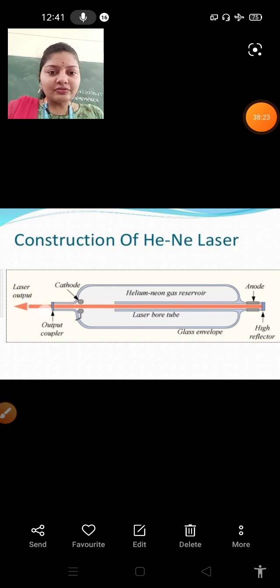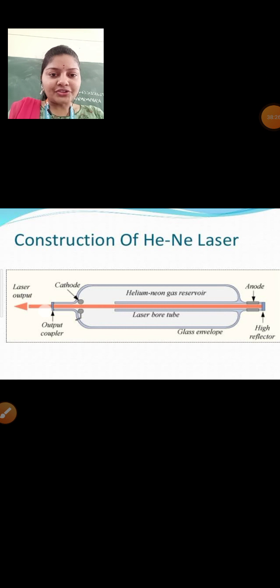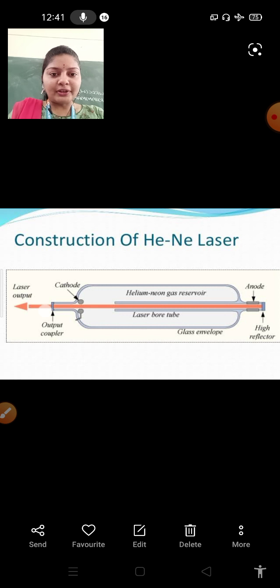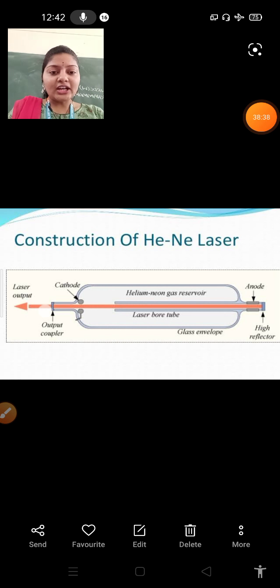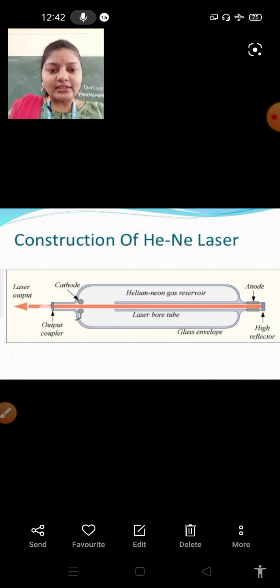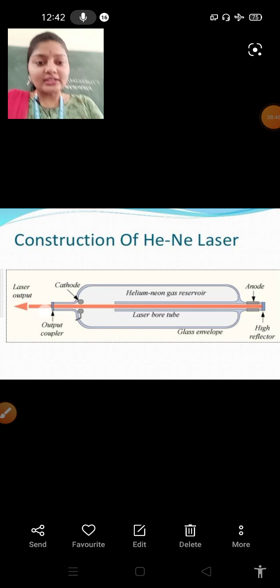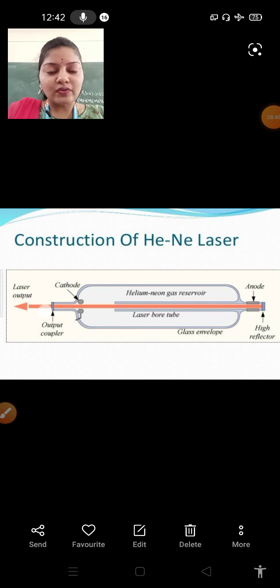Now coming to the next point. In the helium neon laser, the pumping process is electrical discharge pumping. The active medium is the helium neon mixture in the ratio 10:1, and the host media is helium gas. Helium gas is acting as the host media. So this is the process of the helium neon laser.